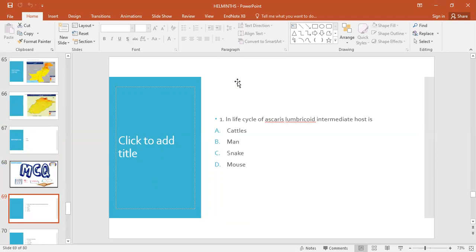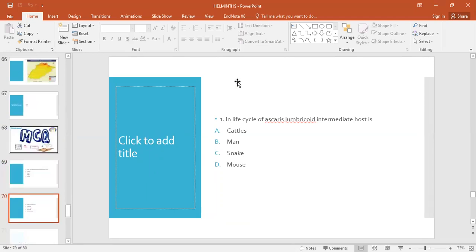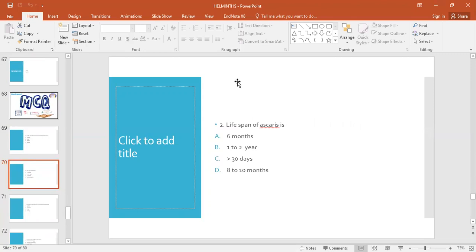In the life cycle of Ascaris lumbricoides, its intermediate host is, yes, man. Lifespan of Ascaris is 6 months, 1 to 2 years, greater than 30 days, or 8 to 10 months. B, 1 to 2 years.